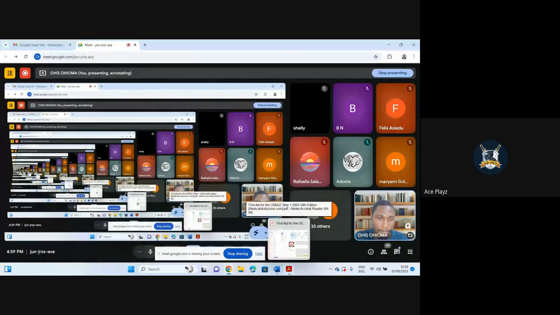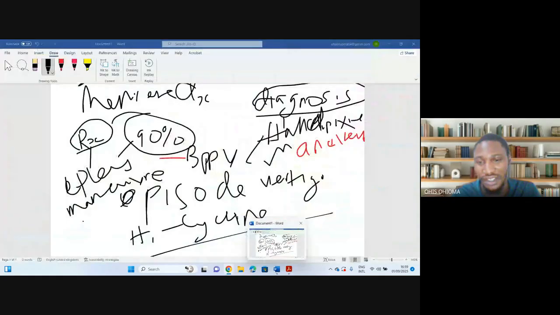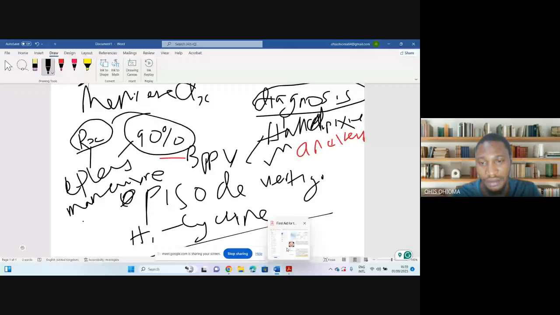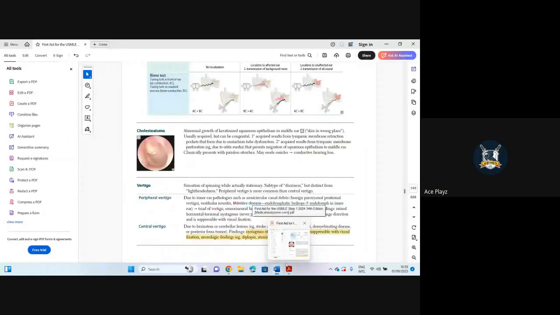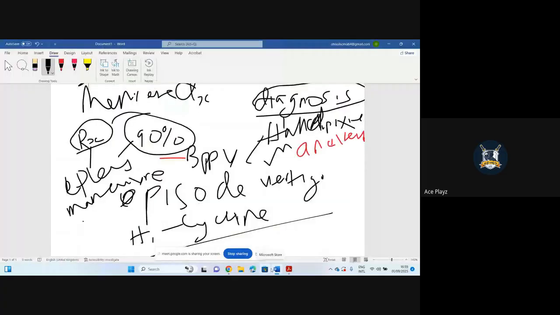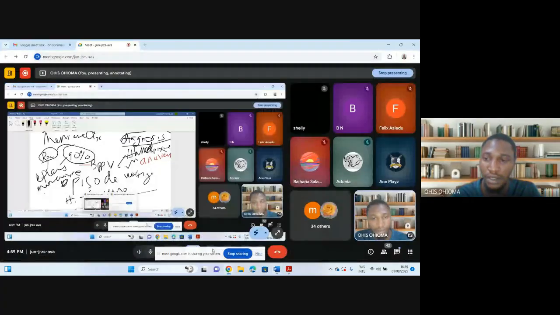Could you please describe the maneuver? How we will perform it? You don't really need to know that for the exam. Nobody will ask you that for the exam. I don't think you should stress yourself. Just note the name of the maneuver. Just know the name. That's the first thing.